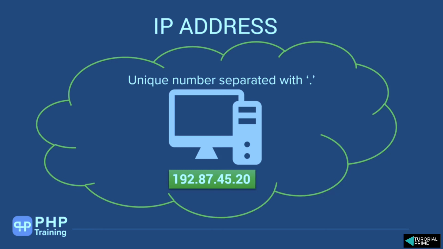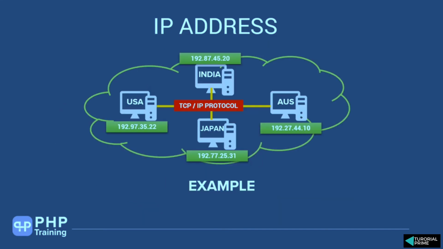Let's understand what an IP address looks like. An IP address is basically a unique address which is separated by something called a dot. If you look at an example here, 192.87.45.20, this is a number that is assigned to a computer in the internet, and this is how you represent an IP address.